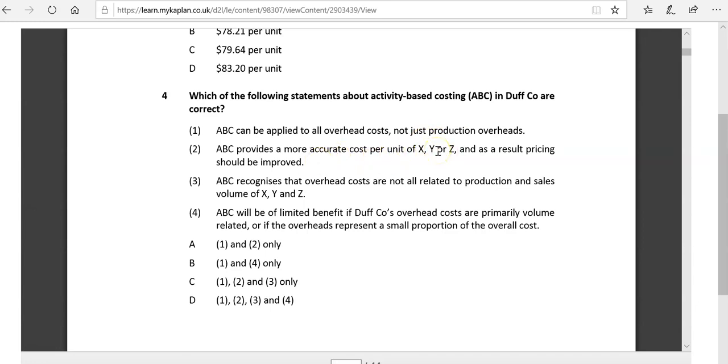It does, because we're able to break down these overheads and not just say they're based on labor or machine. So technically, as a result, pricing should be improved, which is the end goal, or one of the end goals, apart from monitoring costs. ABC recognizes that overheads are not all related to production and sales volumes. That's true. We're pushing past the boundaries of just volume. And this is true if the costs were primarily volume related, which is what traditional costing is pretty much saying, or overheads are small, then ABC would be expensive to implement. And so the answer here is D.